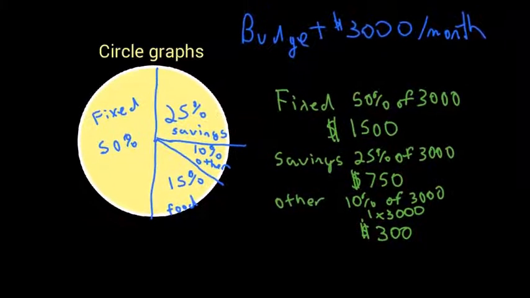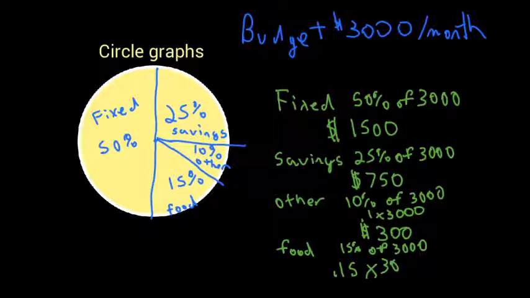And then last is the food. So that would be 15% of 3,000. So that would be 15/100 times 3,000. So when you work that out, that's going to be $450 a month in food.